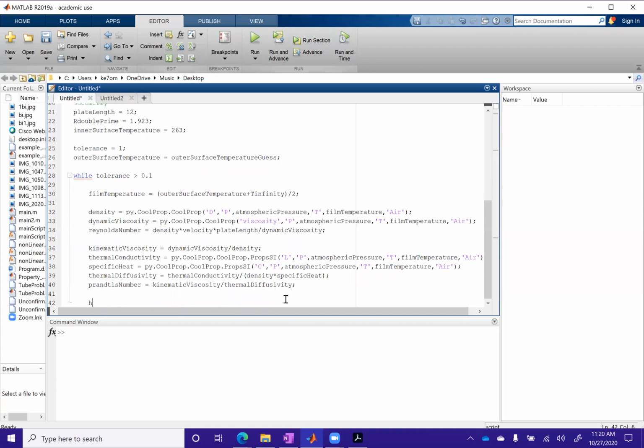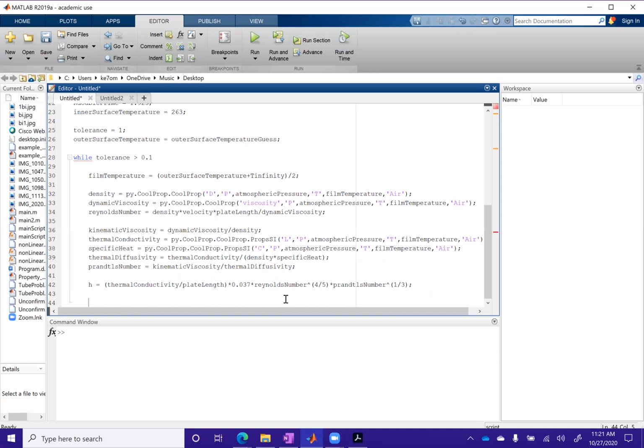Now we plug in h, right? So we say h is equal to, and this just goes back to that equation we wrote down, where it was k_f divided by L. So we have the thermal conductivity divided by the plate length, times 0.037 times Reynolds number raised to the 4/5 times the Prandtl number raised to the 1/3. So that gives us h.